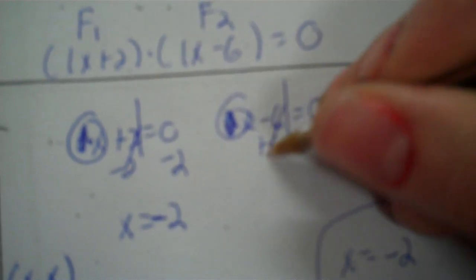Dot number's a 1, take it out, you add 6. 0 plus 6 is 6. Okay, negative 2 and 6 are the answers.